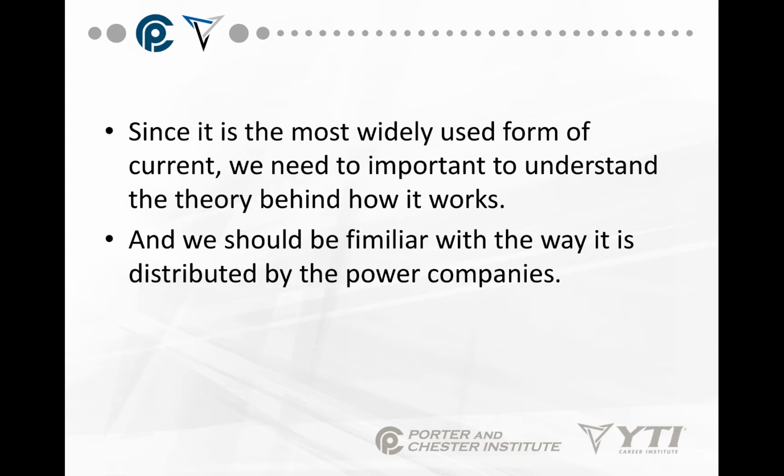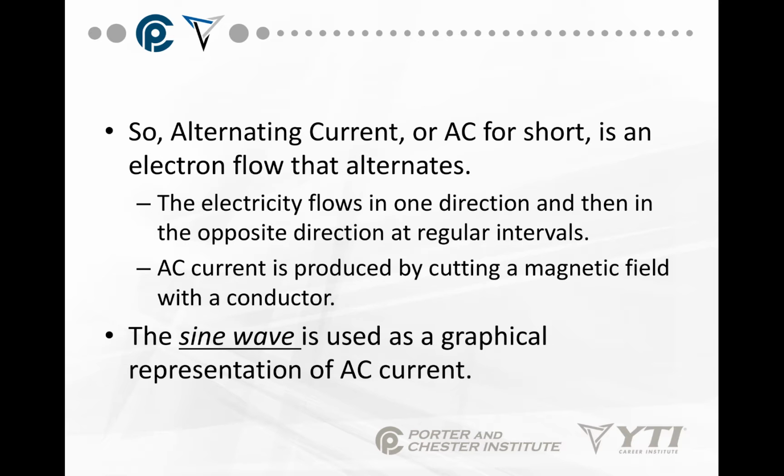Since alternating current is the most widely used form of current, we have to really understand how it works and the theory behind how it works. It will make understanding your meters much easier. You should also be familiar with the way it's distributed by the power companies. So alternating current, or AC for short, is an electron flow that alternates. The electron flows in one direction and then in the opposite direction at regular intervals.